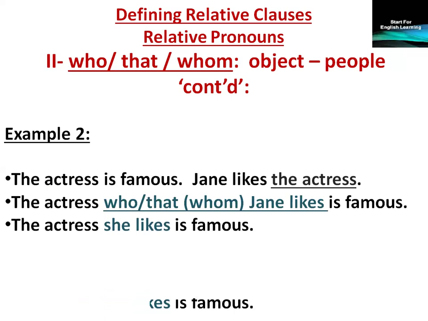Here we have removed who or that or whom. Because they replace the object, we can remove them and we can have the sentence as it shows: the actress Jane likes is famous.